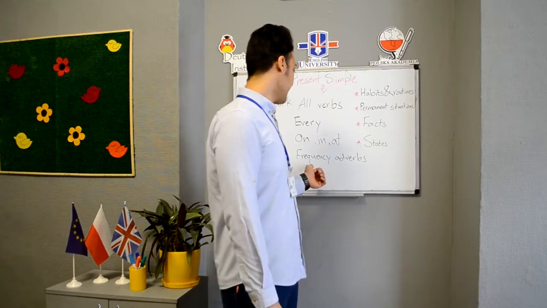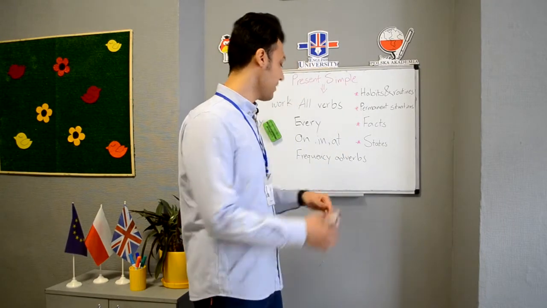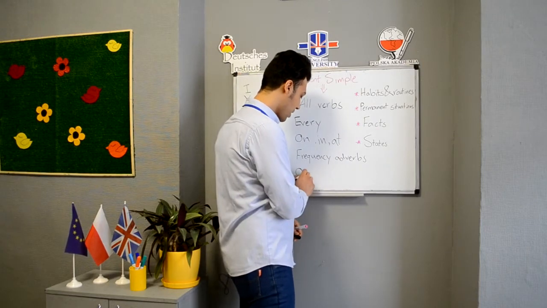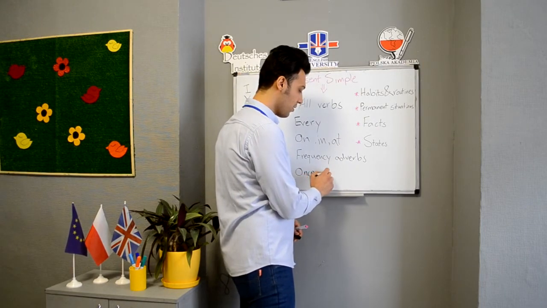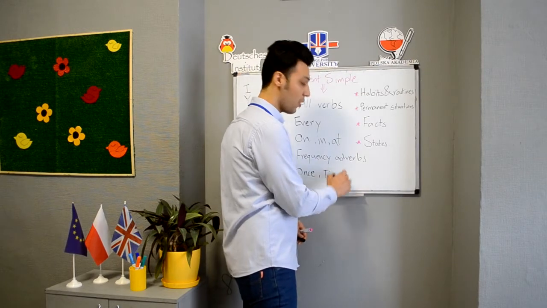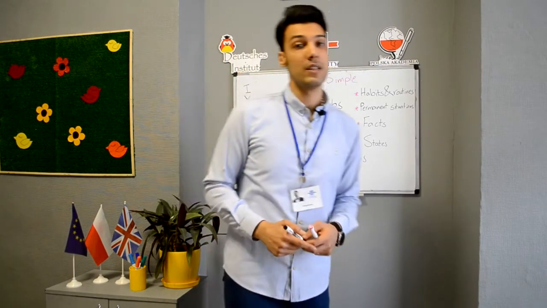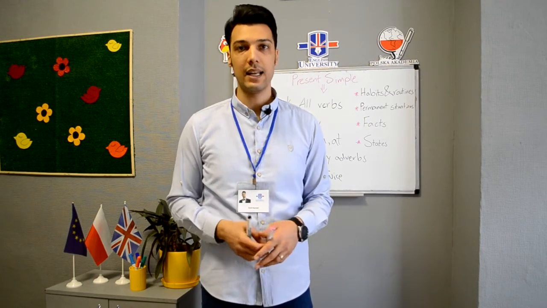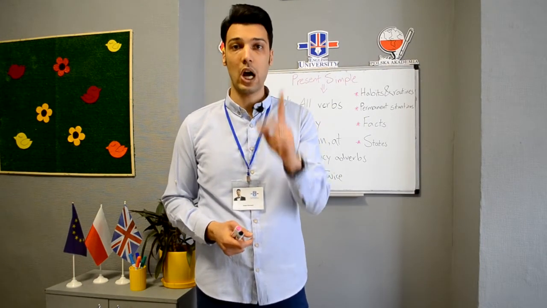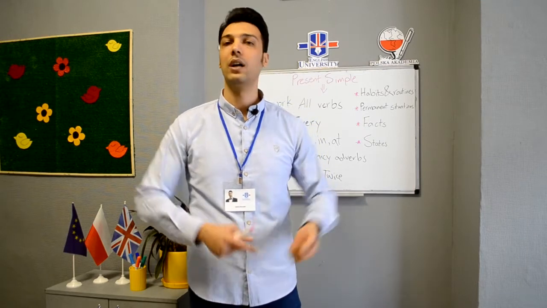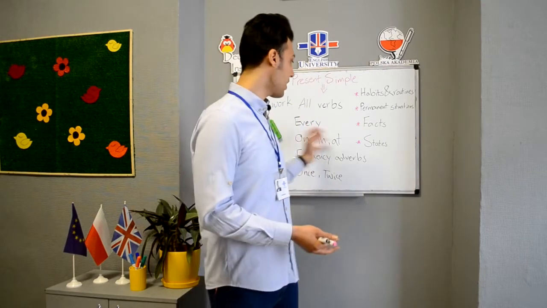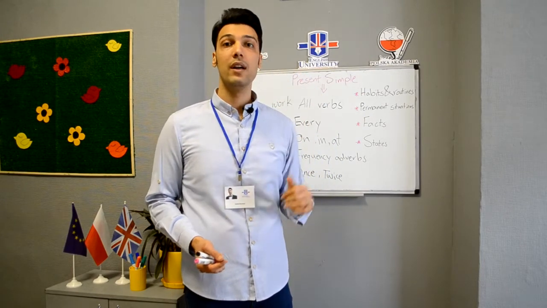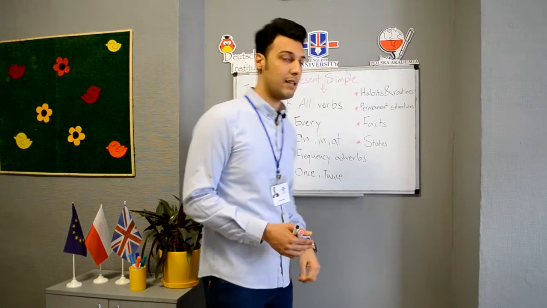The next signal words for present simple for all the verbs are once, twice, or three times. For example, I go swimming once a week. It's an example. It happens one time a week, or other examples. So these are the signal words. When you see these words, you have to be sure that you need to use present simple.